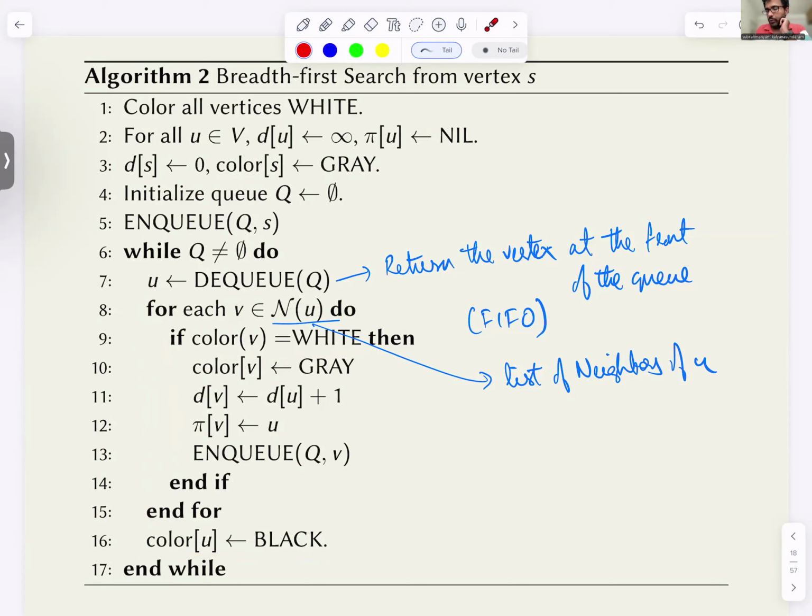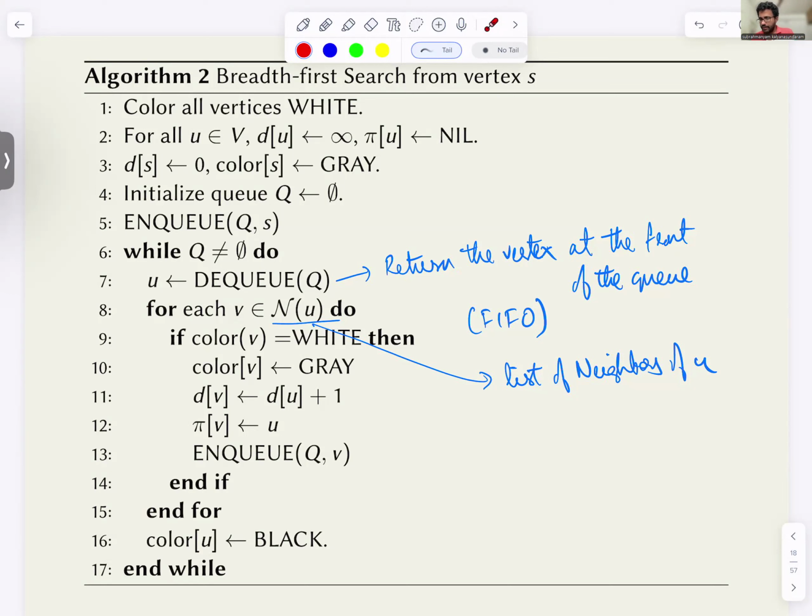And you keep doing this till the queue is empty, right? Because you keep enqueuing also, so you keep dequeuing till you run out of vertices in the queue. Clear? This is just the same algorithm. Earlier we went over the algorithm kind of pictorially or descriptively. Now we are just seeing the pseudocode.